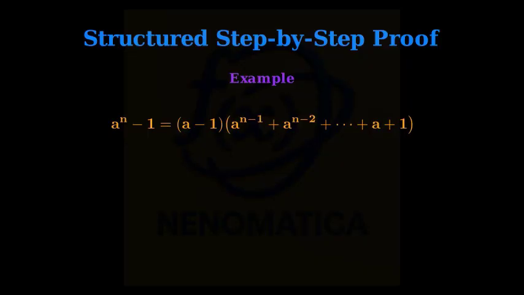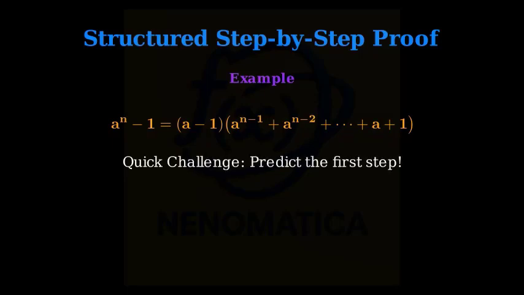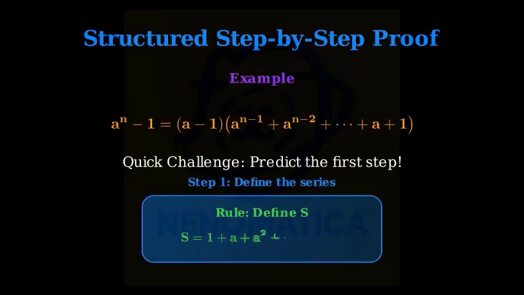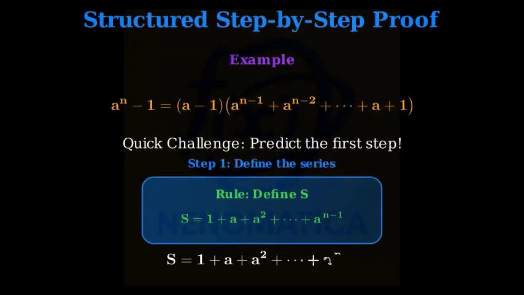a to the n minus 1 equals (a minus 1) times (a to the n minus 1 plus a to the n minus 2 plus dots plus a plus 1). Quick challenge. Can you predict our first move? We will define a helpful sum to organize the terms. Step 1. Define the series s as 1 plus a plus a squared, and so on up to a to the power n minus 1.